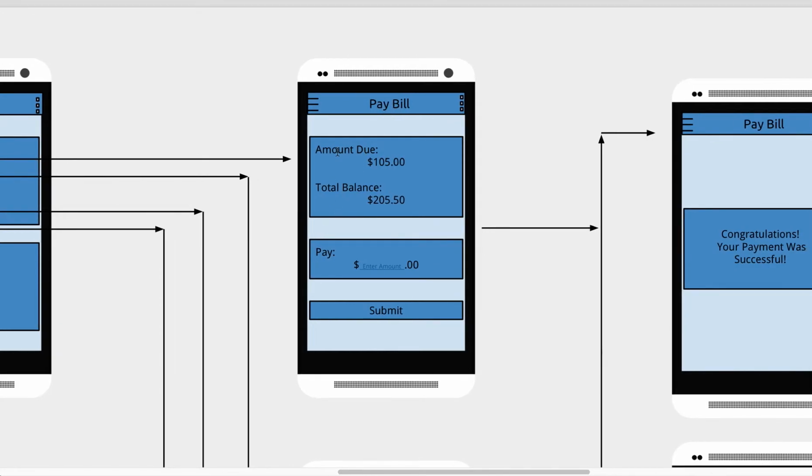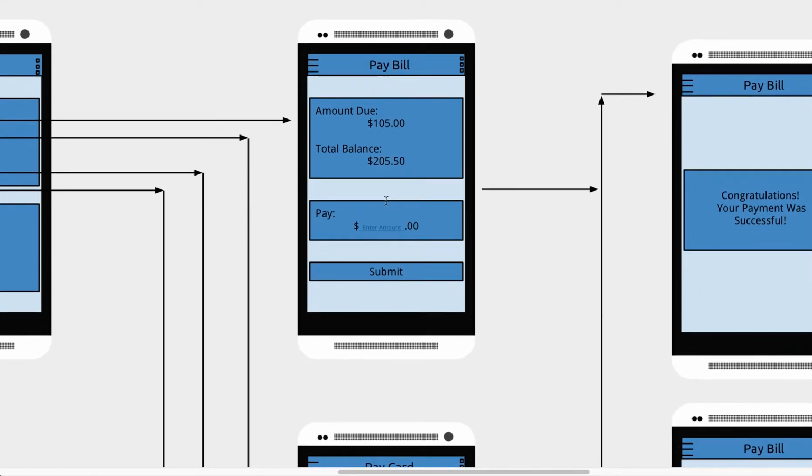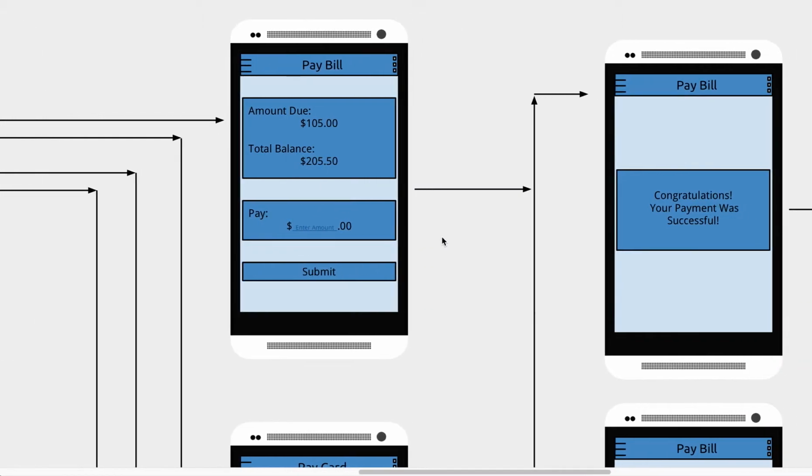We would be greeted with the amount due, total balance, pay, which has the enter amount prompt, and submit. We could then go through the process as a user and see, okay, there's 100 amount due for this month, obviously, and then the total balance that is still needing to be paid. We could enter in our amount, say 205, submit.